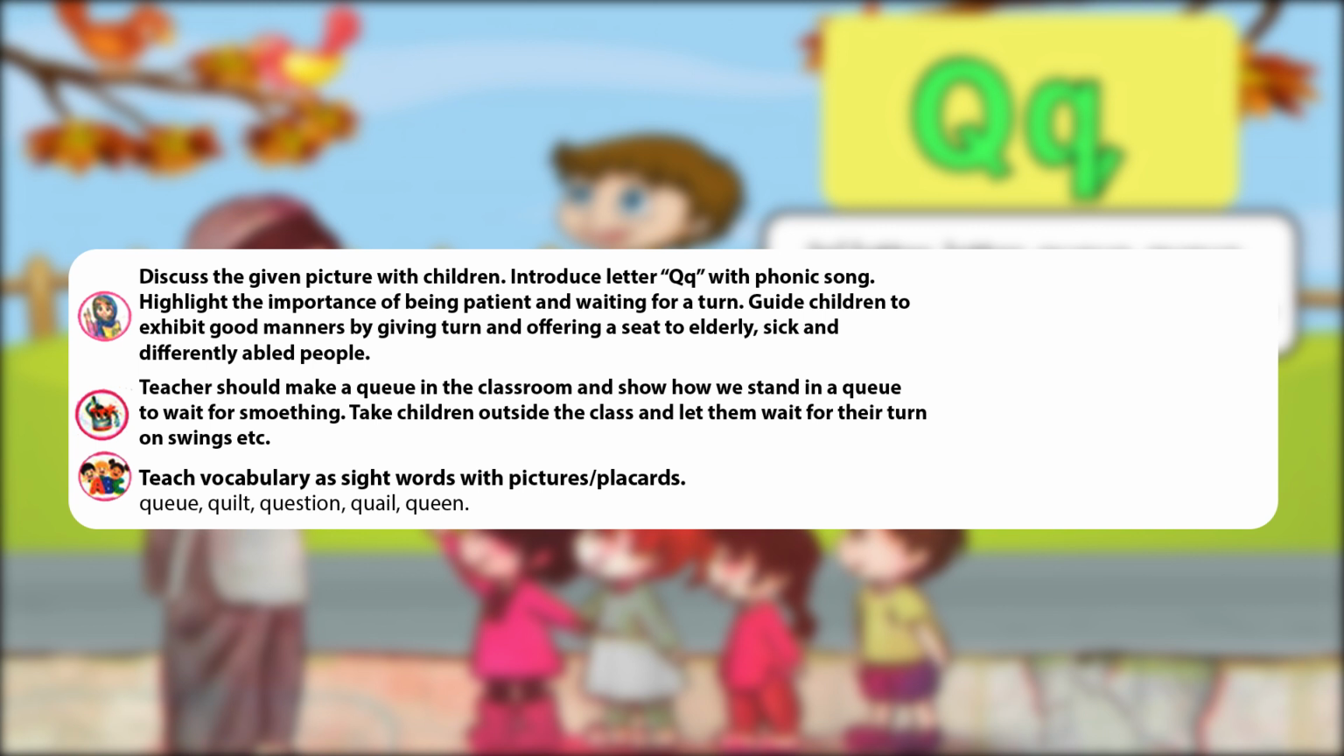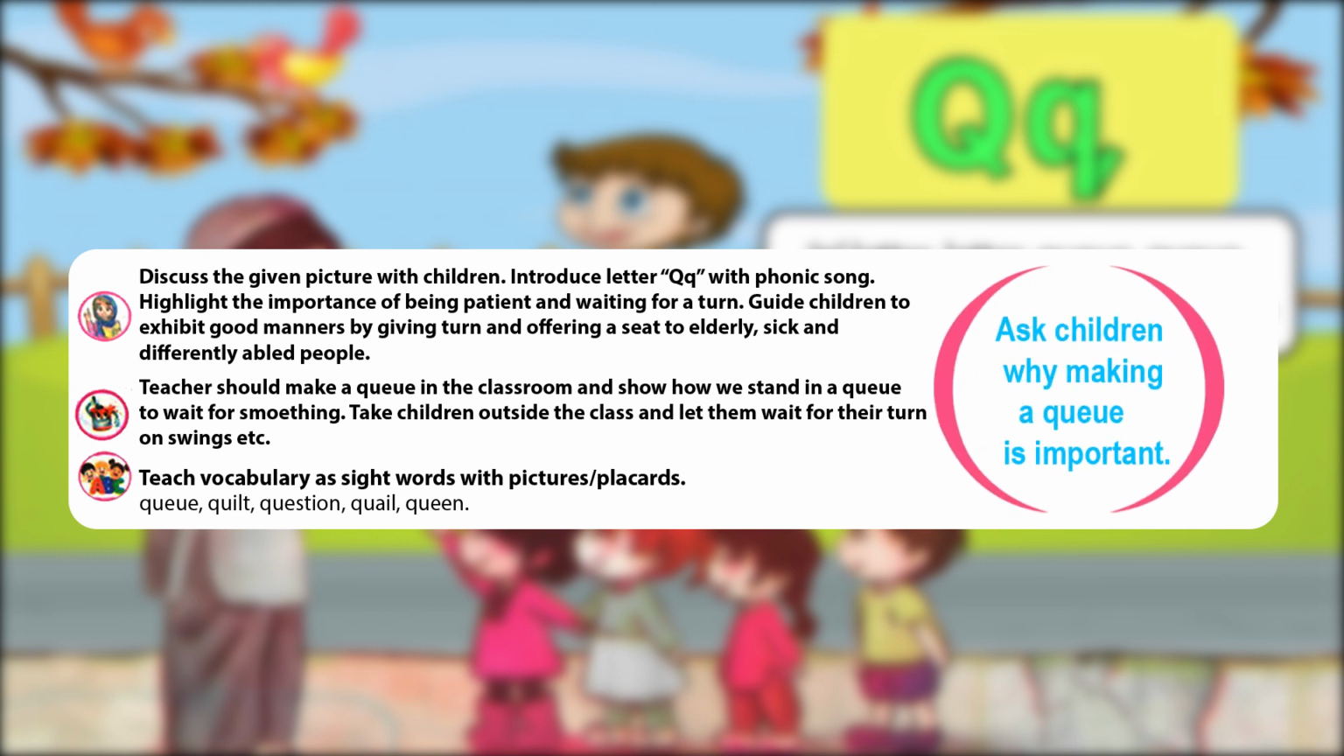Teacher should make a queue in the classroom and show how we stand in a queue to wait for something. Take children outside the class and let them wait for their turn on swings, etc. Teach vocabulary as sight words with pictures or play cards. Repeat the words queue, quilt, question, quail, queen. Ask children why making a queue is important.